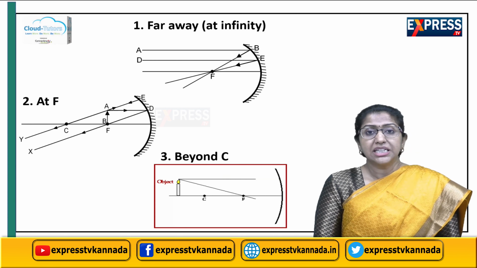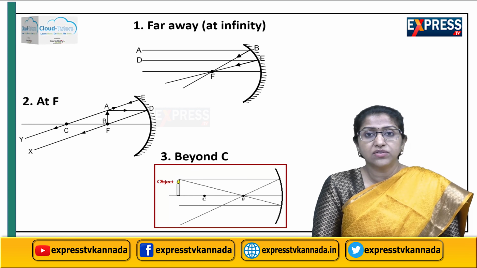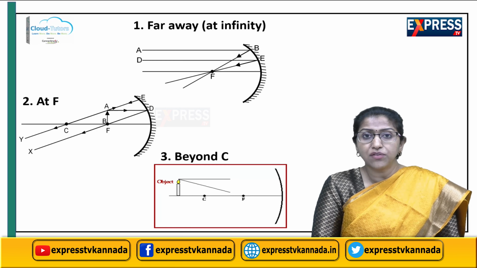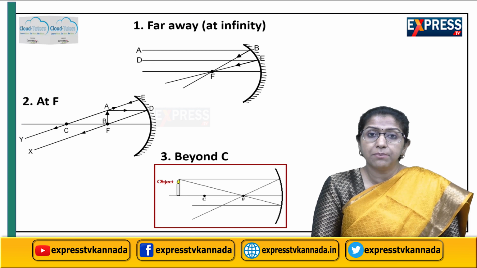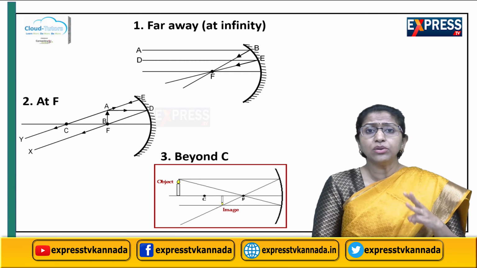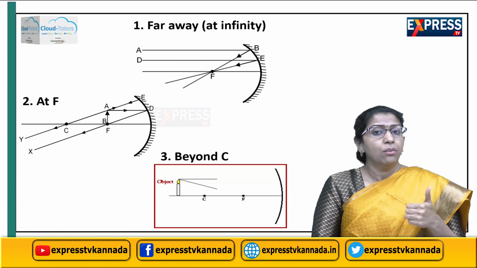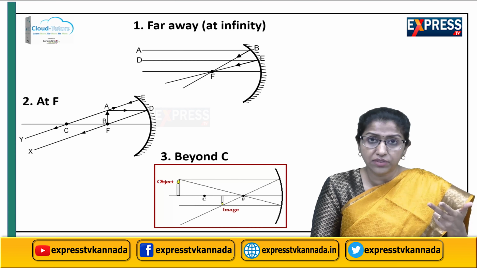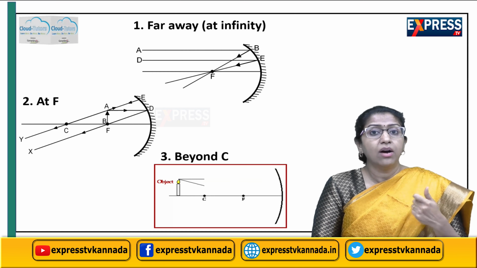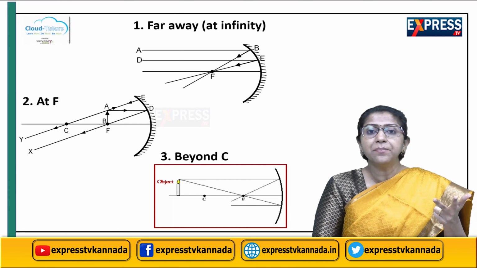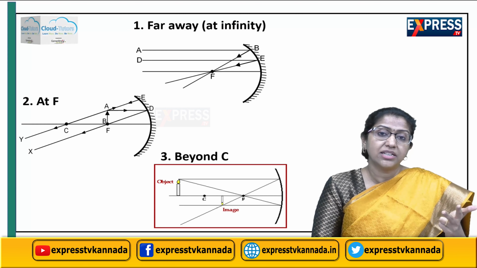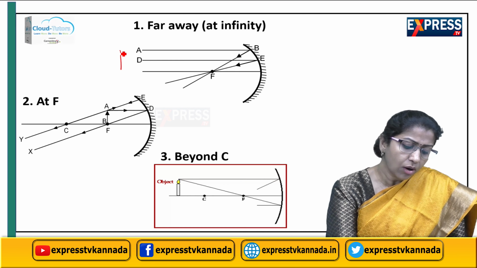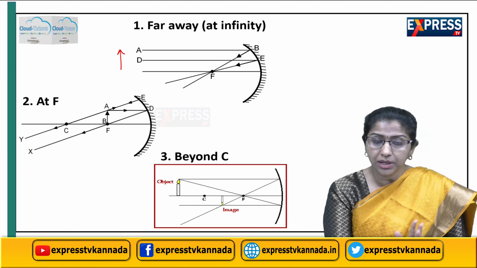So in the first case, when the object is kept far away, what kind of image is formed and where is it formed? When it comes to locating the image formed by a spherical surface or a spherical mirror as such, we need to keep 3 things in mind. First thing, position of the image. Next is the nature of the image, and next is the size of the image. Where is it formed? What kind of image is formed? And what is the size of the image when it is compared to the object?